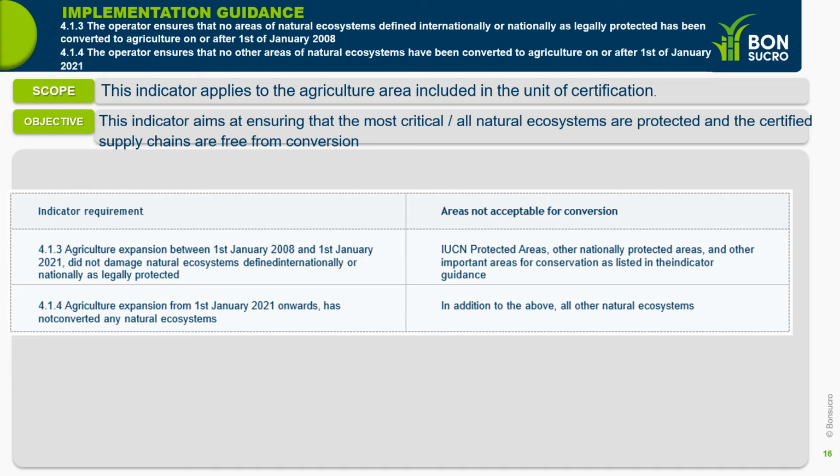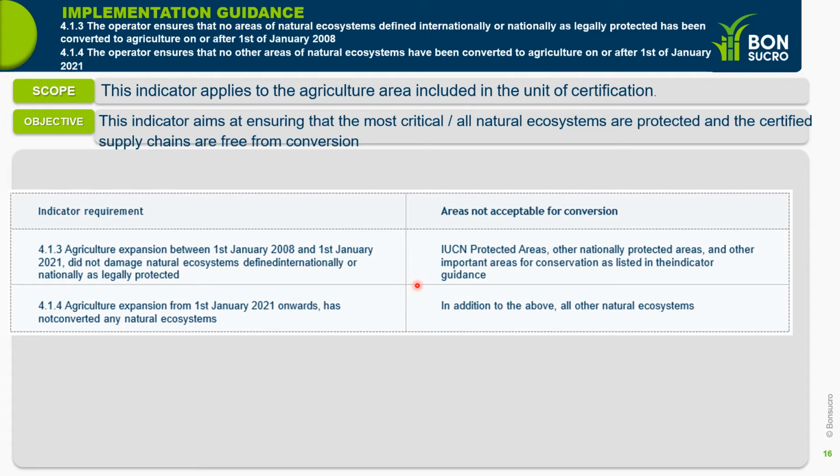So the 4.1.3 is for, of course, that national or international ecosystem identified as legally protected ecosystems. For example, IUCN protected areas, or the national protected areas, and other important areas for conservation as listed in the indicator. So the first cut-off date is 2008 to now. The second one is 2021 to now. And in addition to the above information, now we will see all natural ecosystems that have also been identified in the 4.1.1.